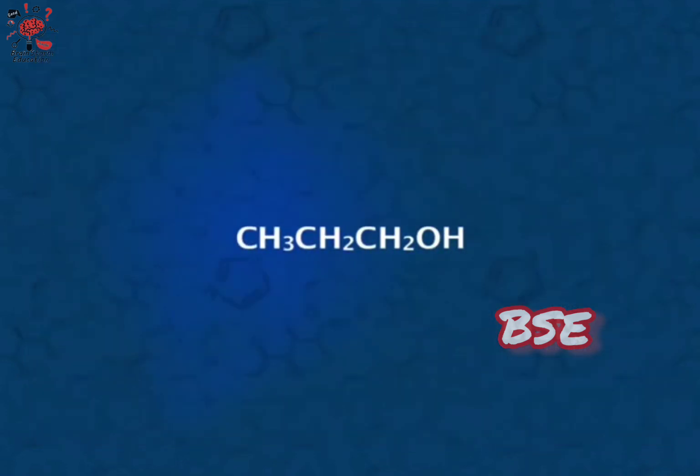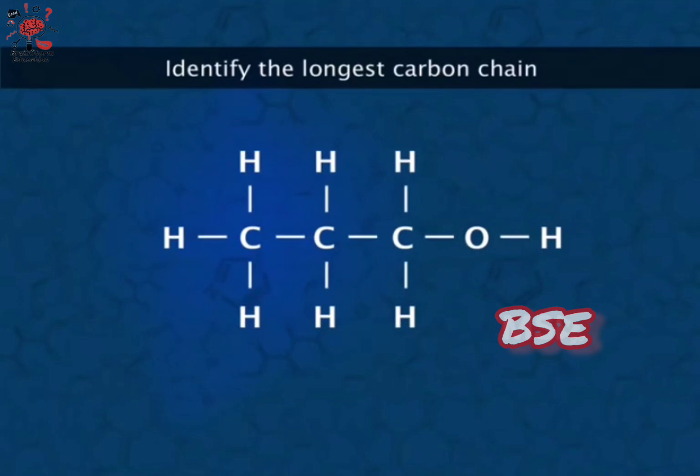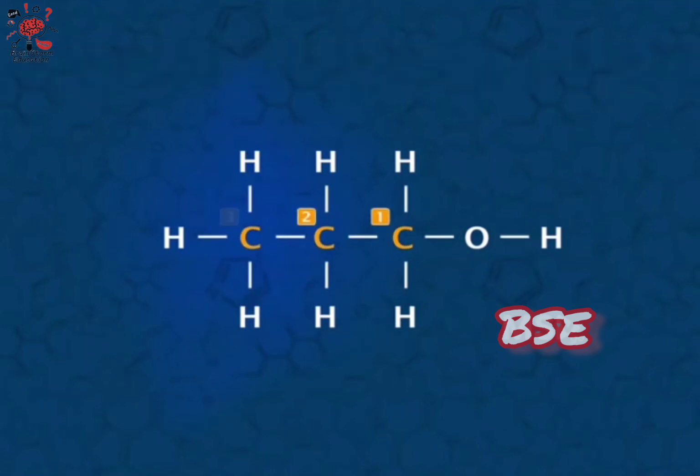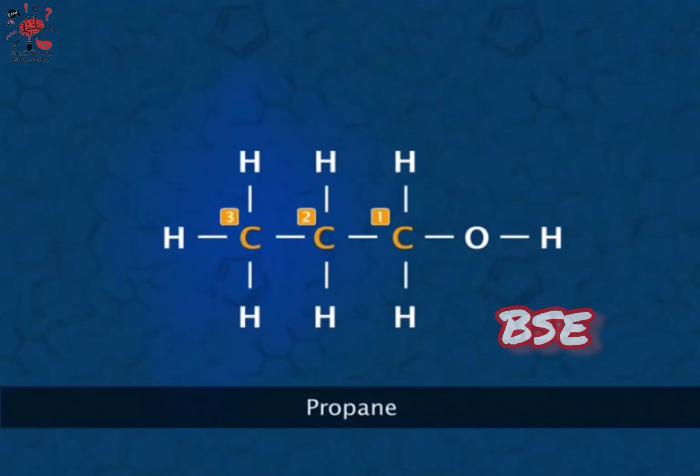In order to name this compound, we must first identify the longest continuous carbon chain. In this example, as there are 3 carbon atoms, the parent hydrocarbon is propane. Now drop the last letter, E, from propane. This becomes the prefix of the molecule's name.